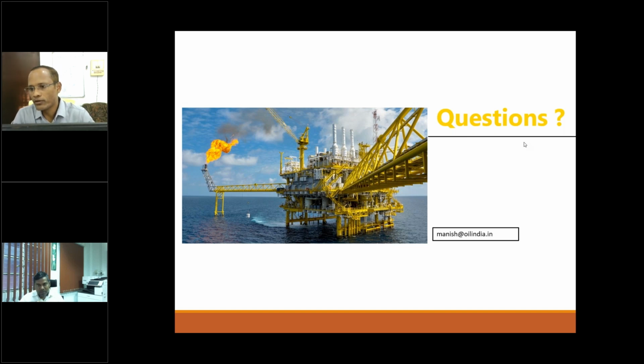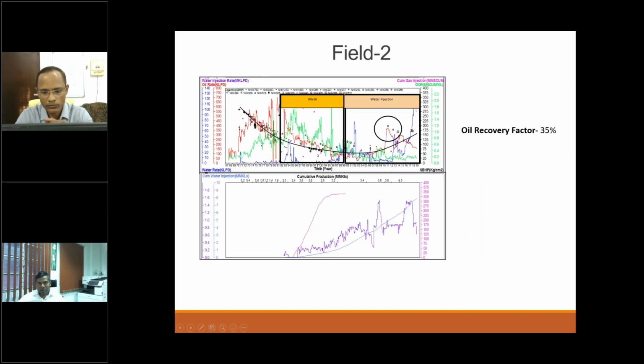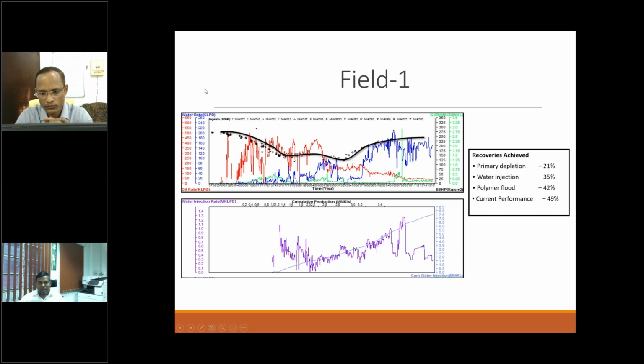There is one query from a participant: why is water injection important? In the field examples, let me go back to the previous slides. I think this slide has answered your question, so I will repeat it. There are two important aspects of water injection. The first is the maintenance of reservoir pressure, and the second is increase in recovery.